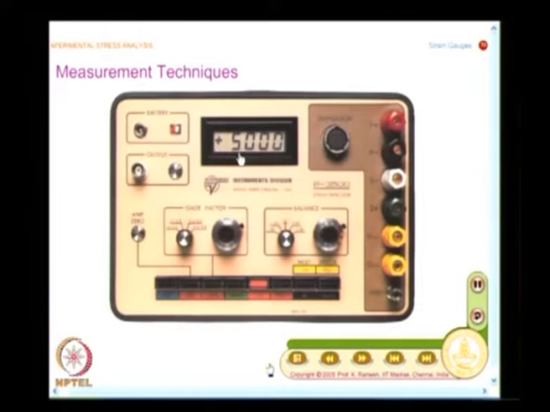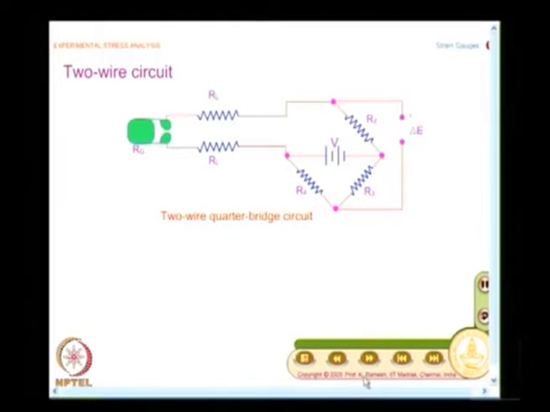You also have a provision to select the gauge factor, and you also have a provision to adjust for initial balance, and particularly you have to ensure that you have selected the correct set of completion resistors. And these are all very simple steps which you should not forget.